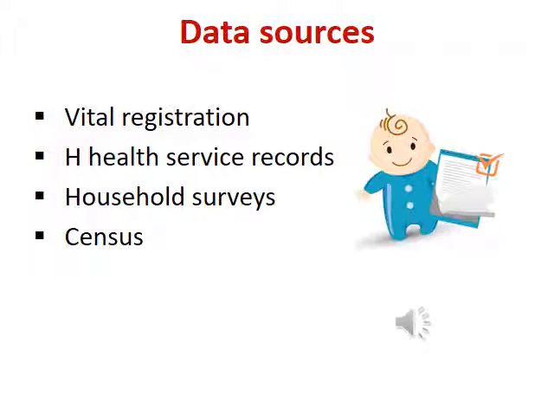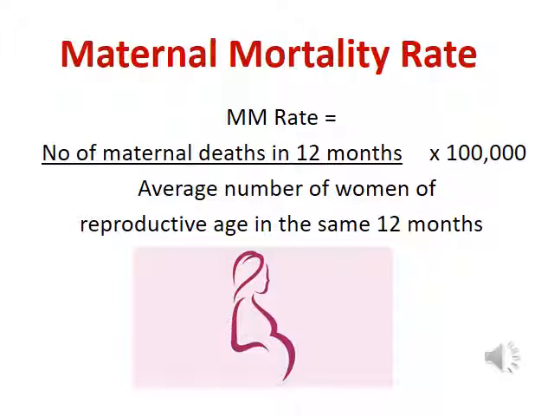Data sources: vital registration, health service records, household surveys, and census. Maternal mortality rate. Maternal mortality rate equals the number of maternal deaths in 12 months divided by average number of women of reproductive age in the same 12 months multiplied by 100,000.